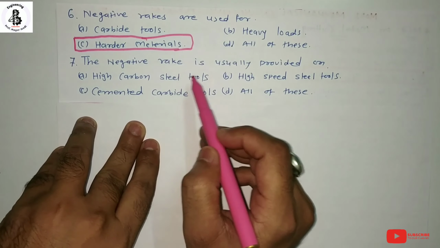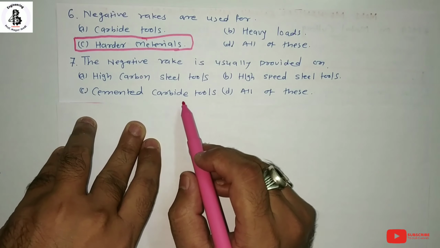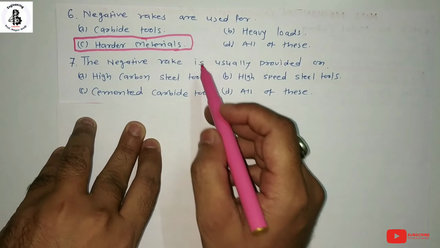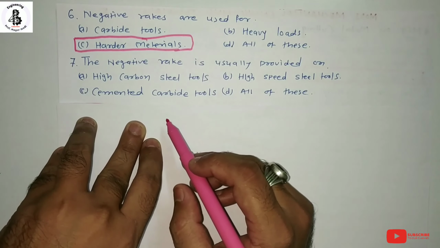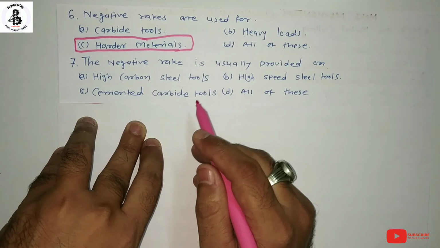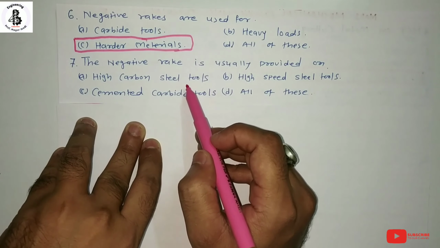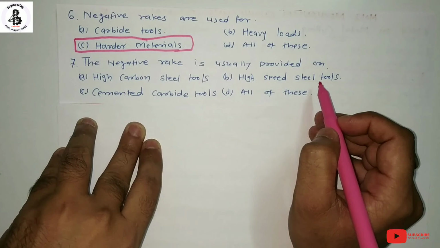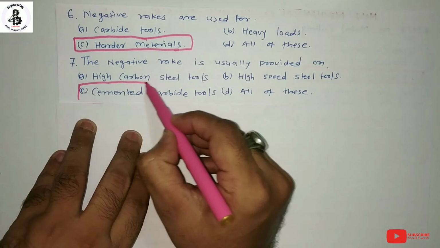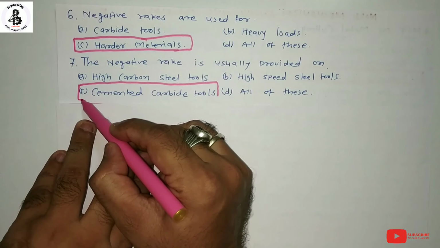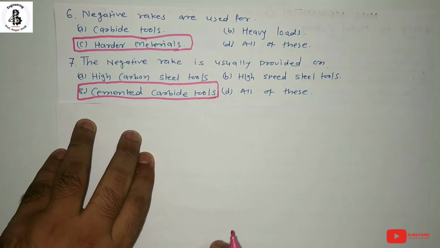The negative rake is usually provided on which material? As we already discussed, for cutting of harder materials we always prefer negative rake angles. But which kind of tool material is used? Generally cemented carbide is selected for cutting harder materials with negative rake angles. First, high carbon steel, not possible. B, high speed steel, HSS, not possible. Cemented carbide tools, so option C, cemented carbide tool is preferred with negative rake angles for cutting harder materials. So option C.